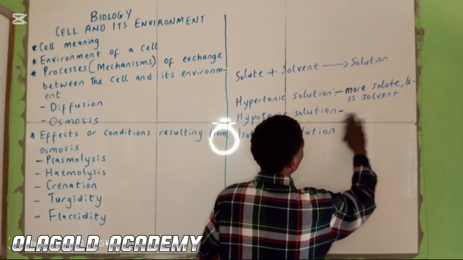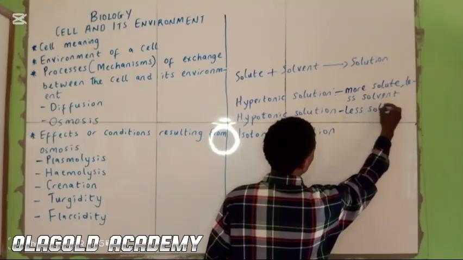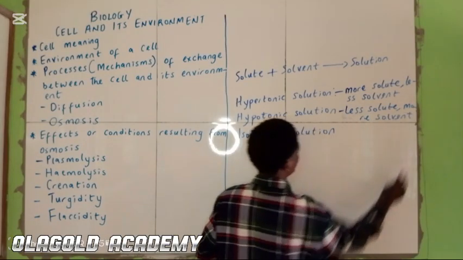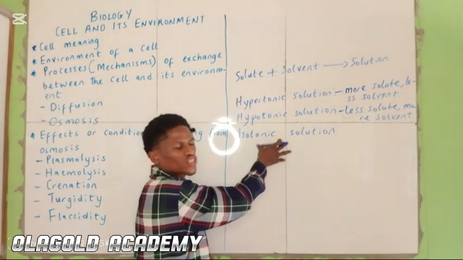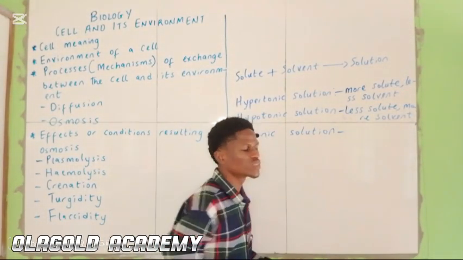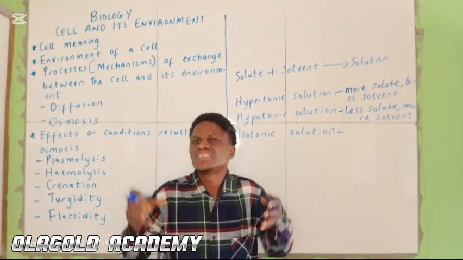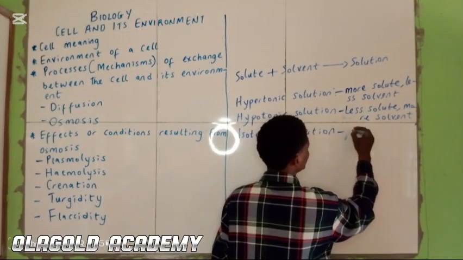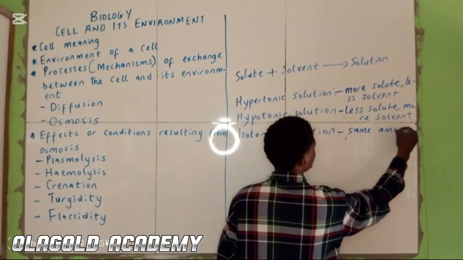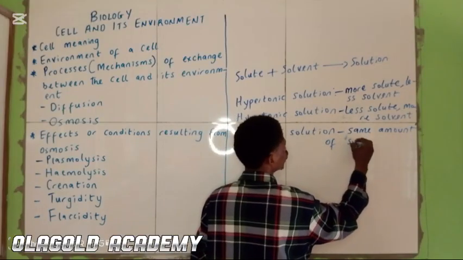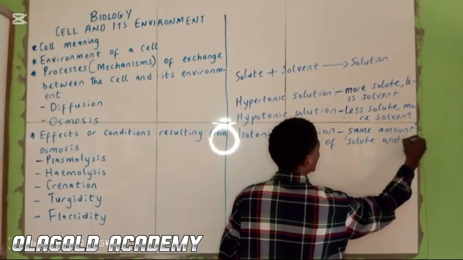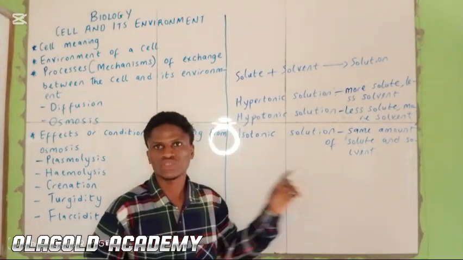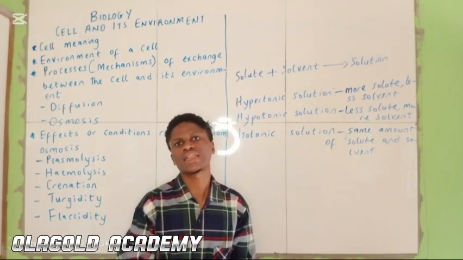Let me say less solute but more solvent. That is hypotonic solution. Isotonic solution is when a solution contains moderate, let me say the same amount of solute and solvent. So you can see that the solution is at equilibrium, is balanced.